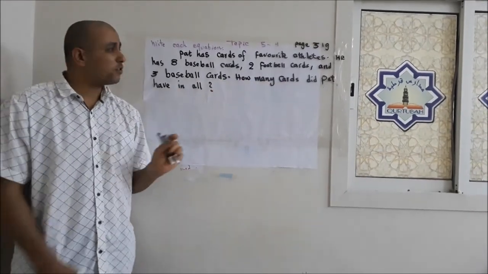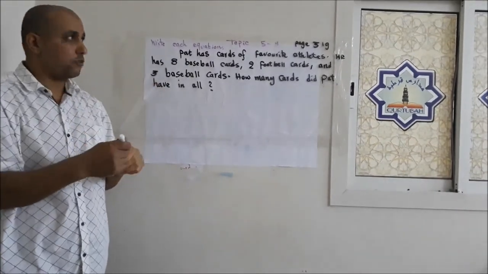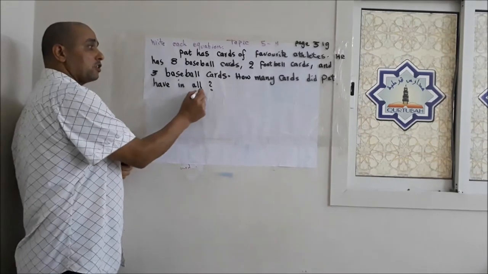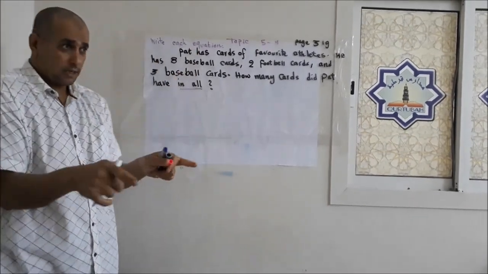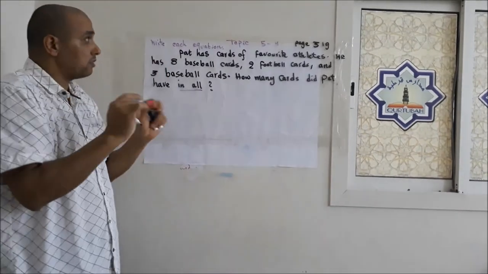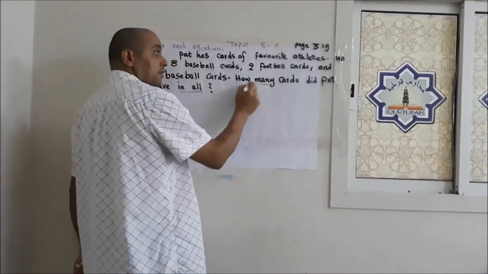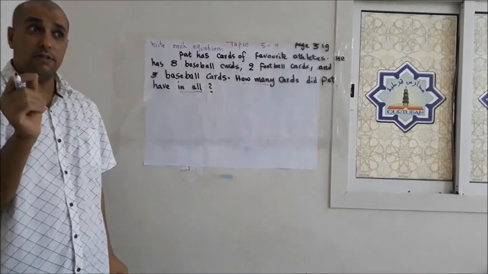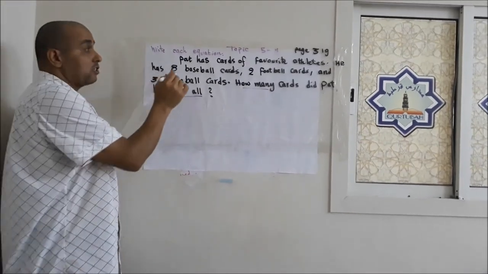First thing to do before we write the equation is to pay attention to different vocabularies. Pay attention to "in all." In all means all together, right? And this is very suitable when we have an addition equation. And also, we have the words "how many." When we say how many, we need the number. We good? And finally, we should pay attention to the numbers.